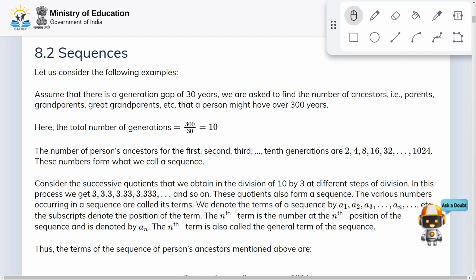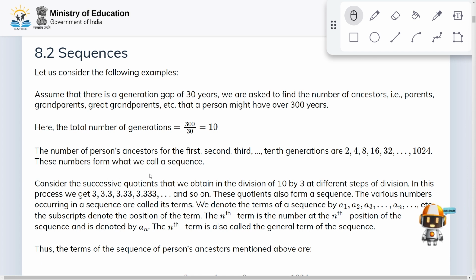Here the total number of generations will be 300 divided by 30. Why? Because a single generation gap is of 30 years. Every 30 years there is another generation. So over the span of 300 years, you will have 10 generations. The number of ancestors for the first, second, third, and up to the 10th generation are 2, 4, 8, 16, 32, and the last one will be 1024.